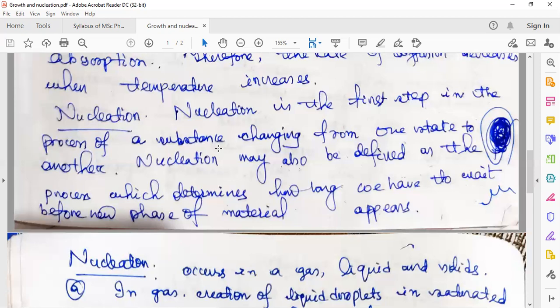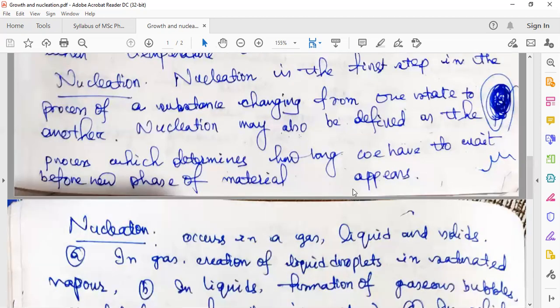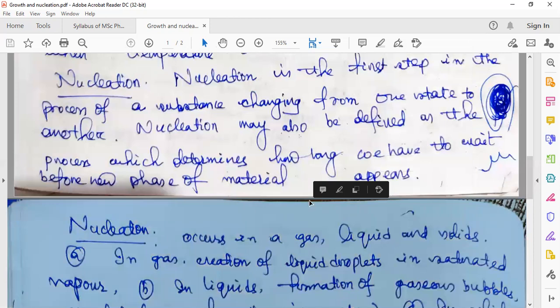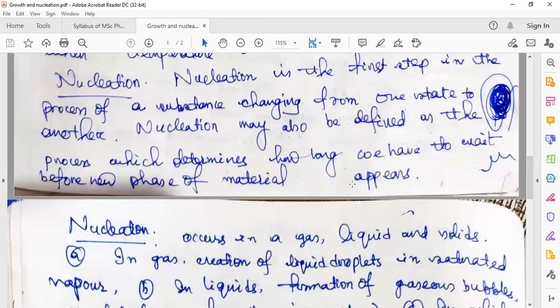Okay, so nucleation can also be defined as the process which determines how long we have to wait before a new phase of material appears. So how long we have to wait, that is determined by nucleation. Nucleation means, in simple words, the process which separates the material from one step to another step.